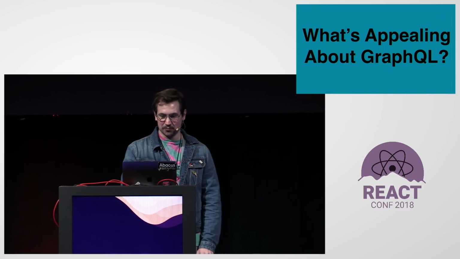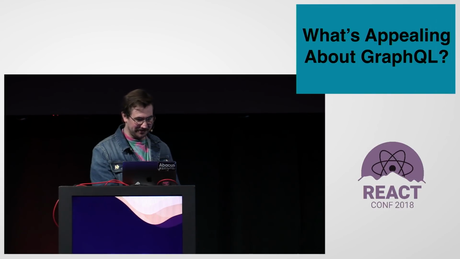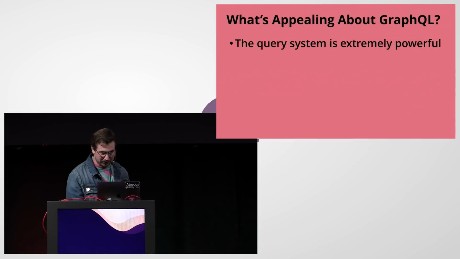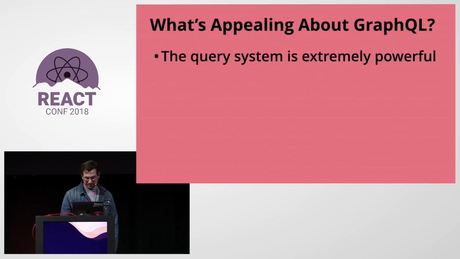So what's appealing about GraphQL? A lot of things. I'll run through some of them quickly. The query system is extremely powerful, as I've mentioned 3 times, I think, so far. You have this hierarchical structure, and you get the data the way you want it. It's really nice because it will fill in with nulls and not undefined if the data doesn't come back, so you don't end up with weird JSON stringify things.